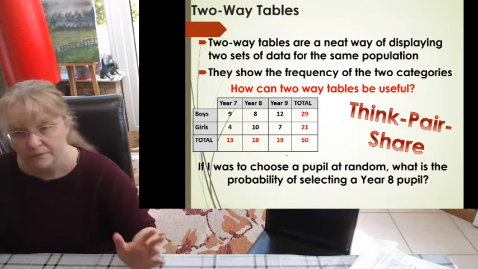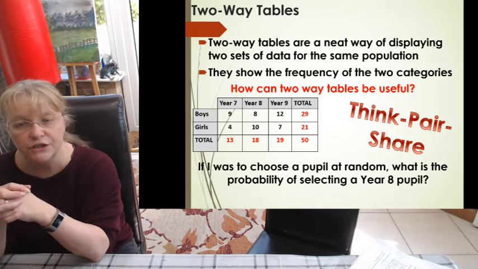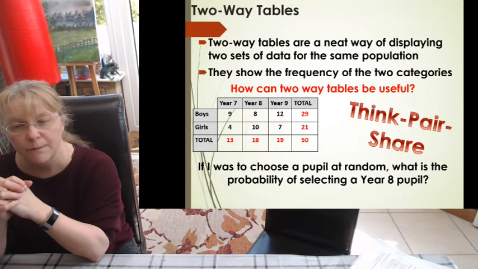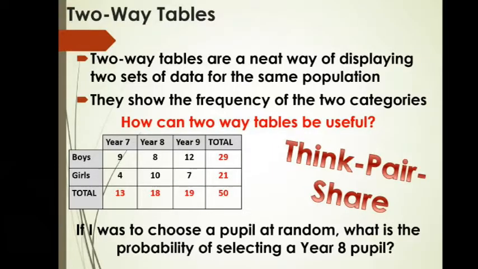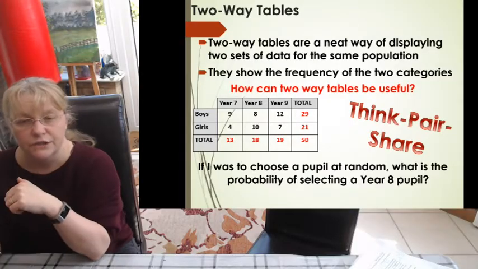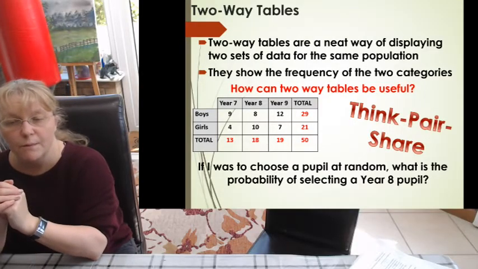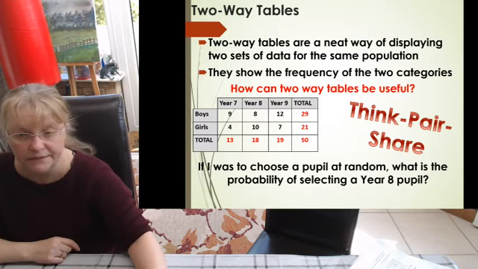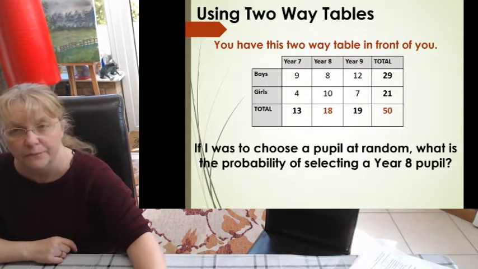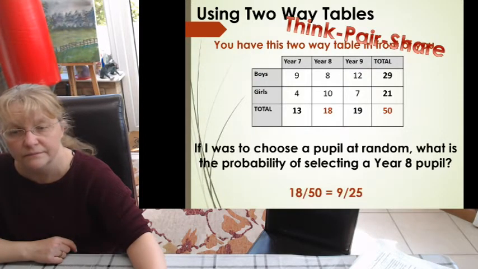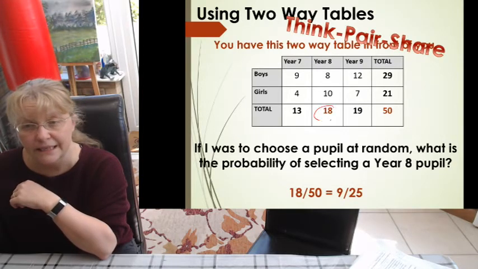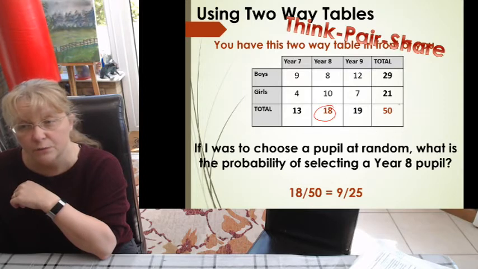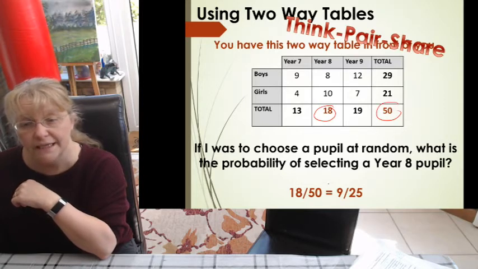So have a think. If I was to choose a pupil at random, what is the probability of selecting a year 8 pupil? So, by doing this, the probability of a year 8 pupil is 18. You put it over the total, which is 50, so it's 18 over 50.